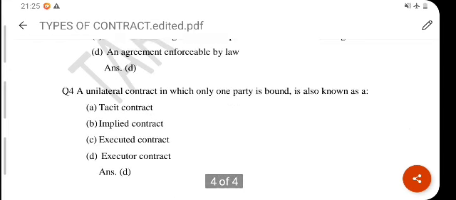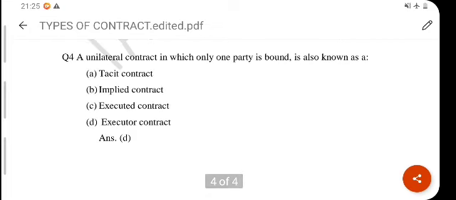Now, question number 4. A unilateral contract is one in which only one party is bound, is also known as option A, tacit contract, option B, implied contract, option C, executed contract and option D, executory contract. So, here executory contract is the other name of unilateral contract. So, option D is the right answer.